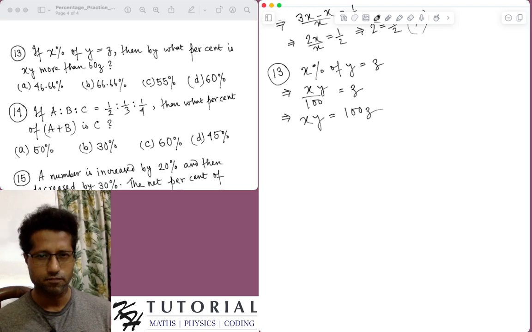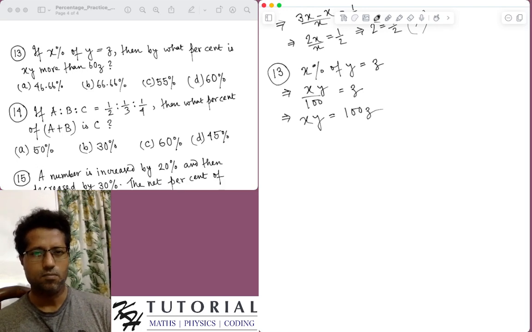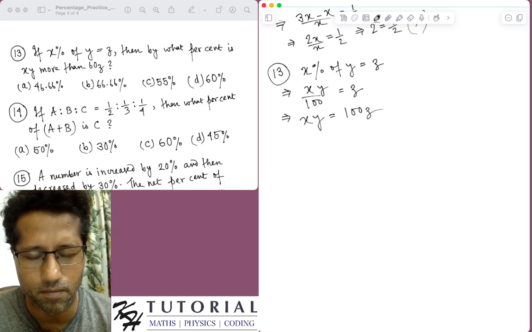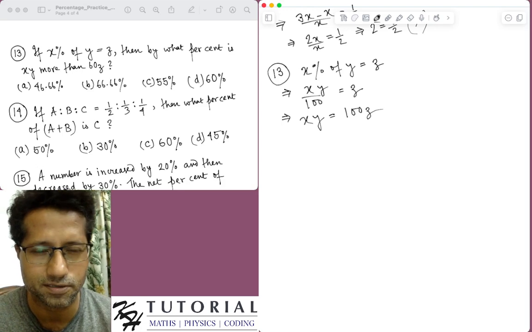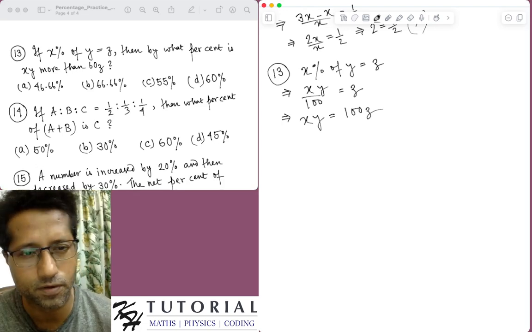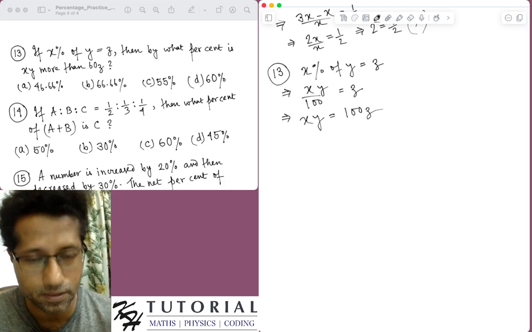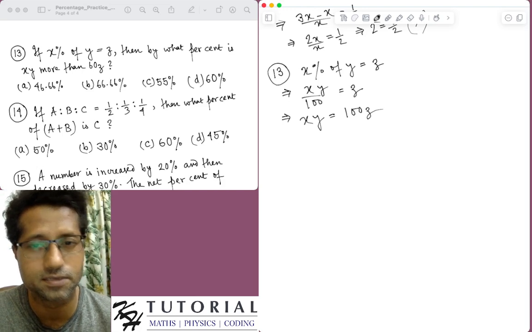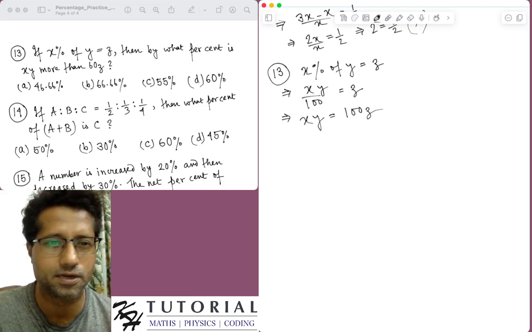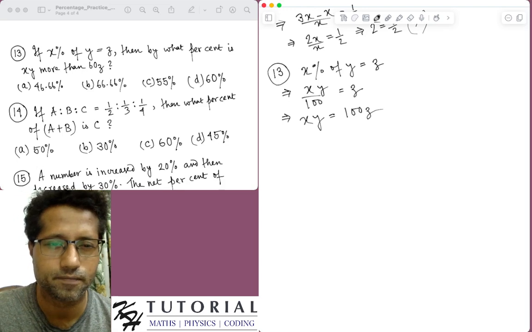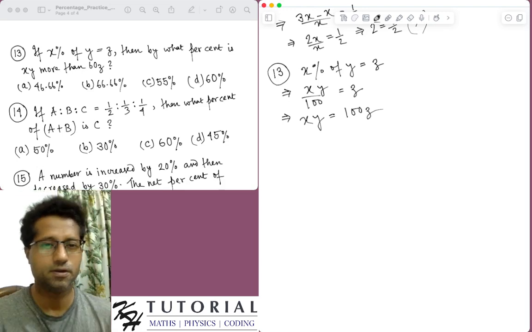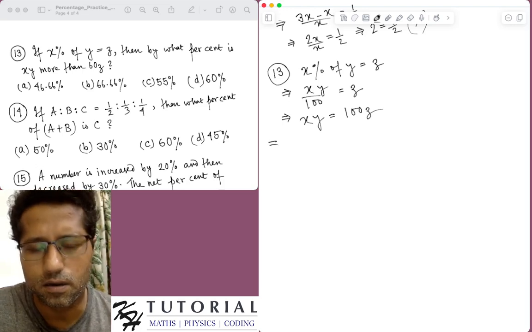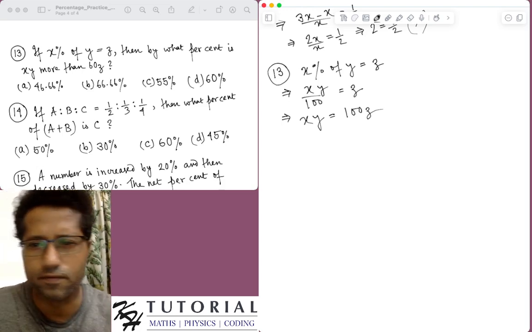Now xy we have found to be 100z. Now the question has asked by what percent is xy more than 60z. That is, we have to find the difference of xy and 60z, and whatever the difference be, we have to find that difference as a percentage based on 60z. Remember, it is asking by what percent is xy more than 60z. So the percentage has to be calculated based on 60z. Now we got xy equals 100z.